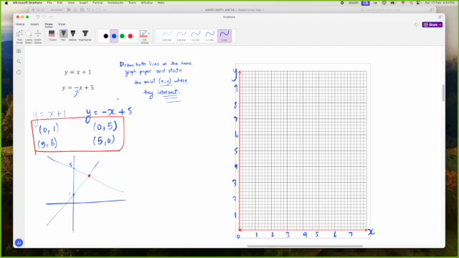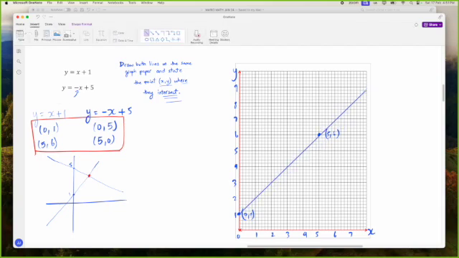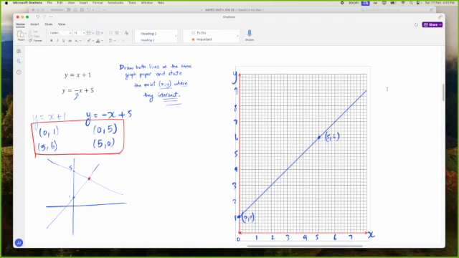All right. I have the point 0, 1. So 0 on the x, 1 on the y. That is this point here. And then I have the point 5 on the x, 6 on the y. That is this point here. So this is 5, 6. This is 0, 1. And let me draw that line real quick. All right. So this is the line y is equal to x plus 1.